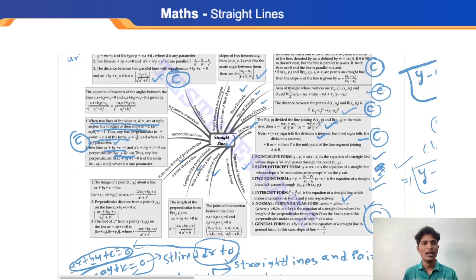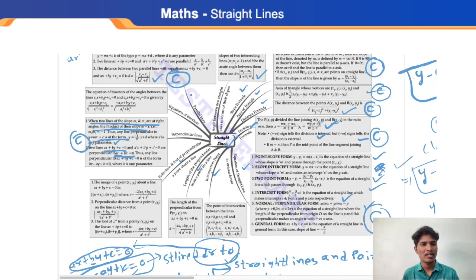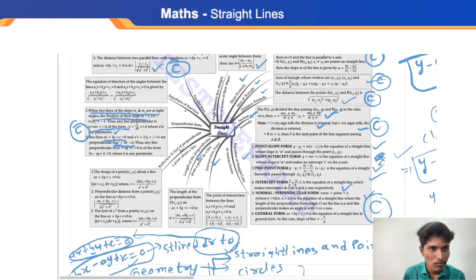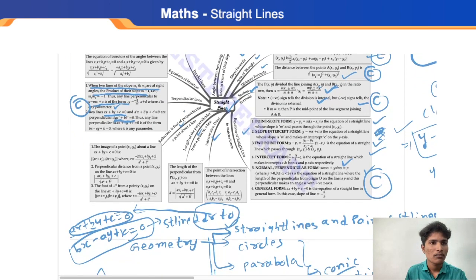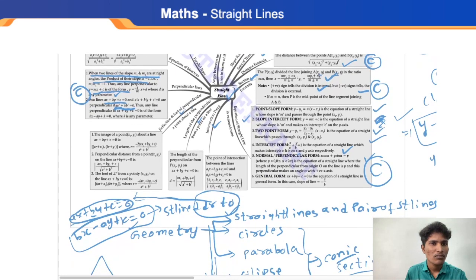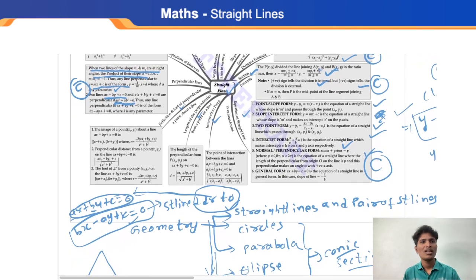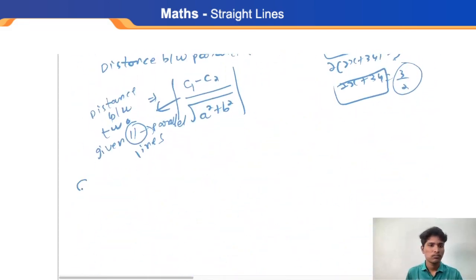Now I think I should explain the equation of bisectors. Equation of bisector of angles between the two straight lines. Yes, I will explain now. Equation of bisectors of angle between two straight lines.